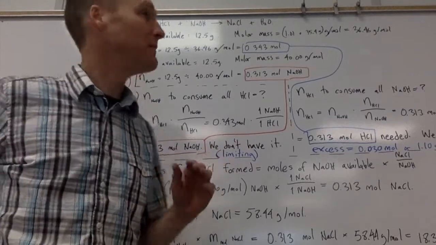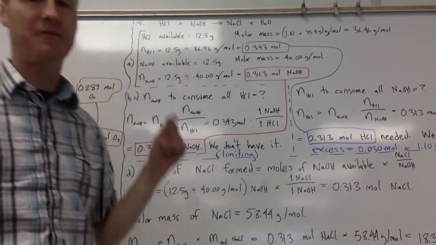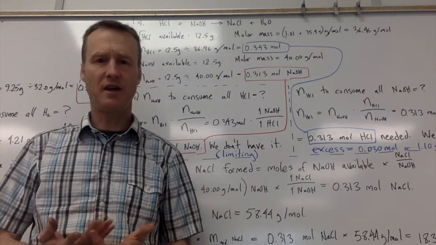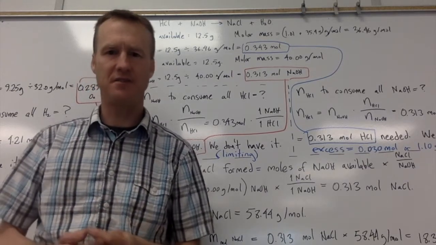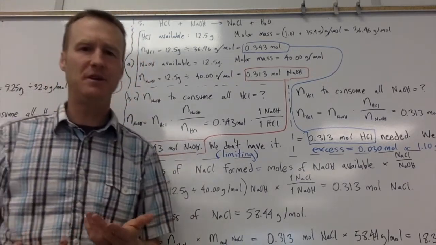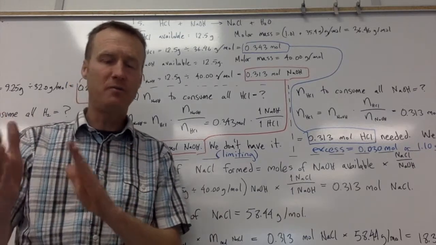Here's the information we're given. We're told that we have 12.5 grams of hydrochloric acid, of the actual compound hydrochloric acid. Normally, this is going to be given to you as a volume and a molarity.